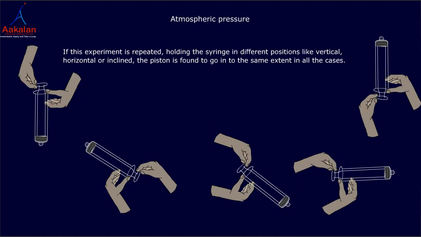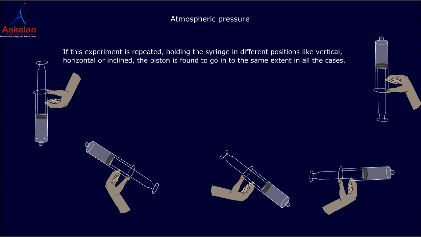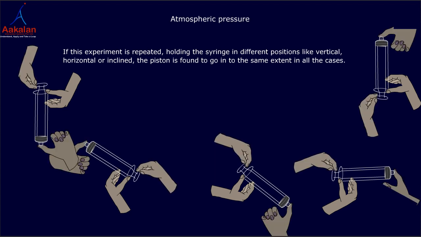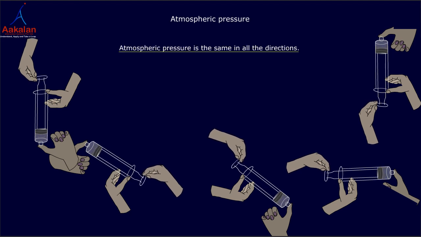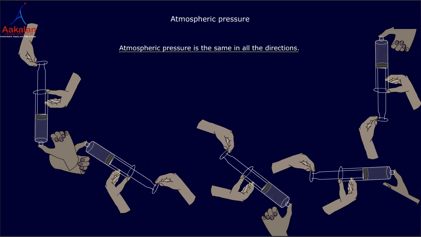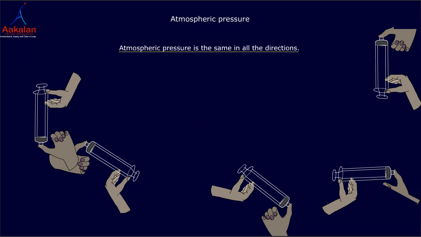If this experiment is repeated, holding the syringe in different positions like vertical, horizontal or inclined, the piston is found to go in to the same extent in all the cases. From this, we can infer that atmospheric pressure is the same in all the directions.